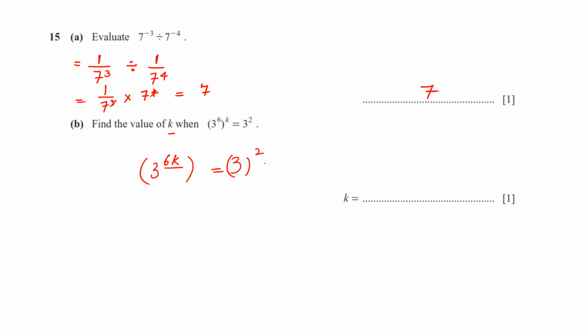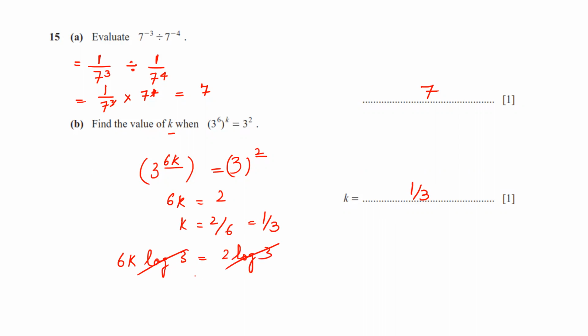So you compare the top coefficients, it becomes 6k equals 2. So k becomes 2 by 6, which is 1 by 3. So the answer is 1 by 3. Another way is to take log on both sides. So 6k log of 3 and 2 log of 3, log of 3 cancels. 6k is equal to 2, k is equal to 1 by 3. This is another way of solving it, by taking logarithm on both sides and getting the answer.